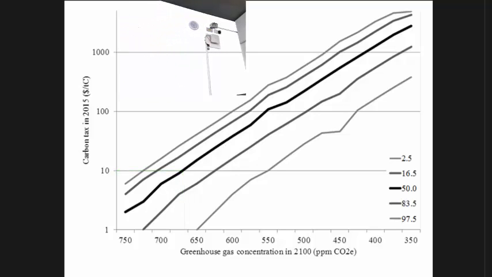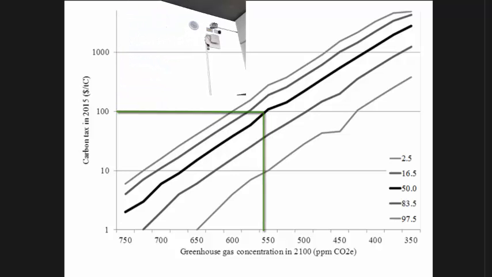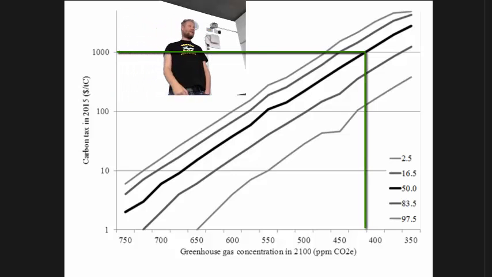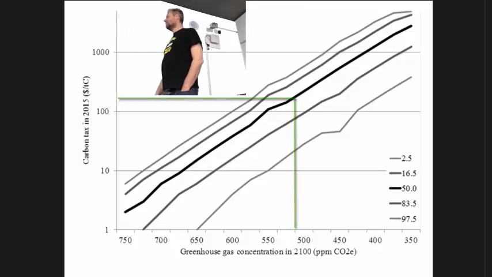If you don't impose a carbon tax, you end up at around 750, right? So a $10 carbon tax will get you down to 700. Then a $100 carbon tax will get you down to 675. And a $1,000 carbon tax will get you down to 425, right? That is how to read this graph. So this is the carbon tax you impose, this is where you end up. You can also invert the graph and say, I want to be here. So this is then the carbon tax that I should impose, and this is, I think, roughly 200.